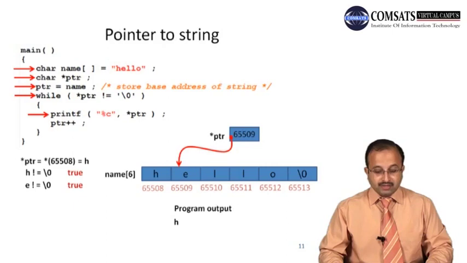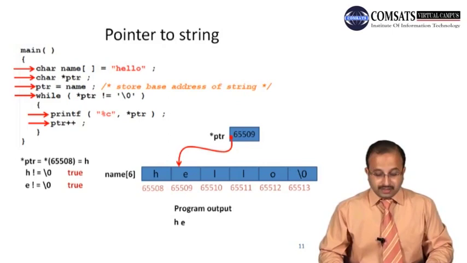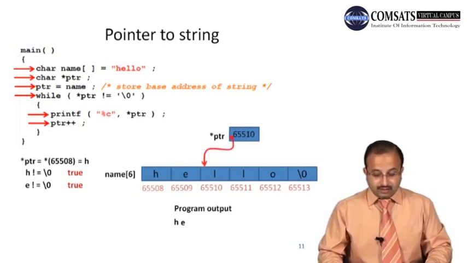Static PTR, and static PTR is static 65509. This means character E will be printed, right? And then again incrementing PTR. जब PTR को increment करेंगे तो increment will be of 1 byte, because the type of the PTR is character. So that is the increment. After increment it points to the next byte.